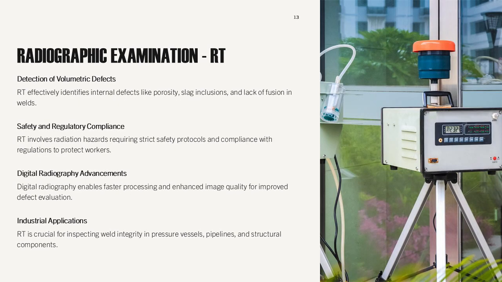Radiographic examination or RT uses X-rays or gamma rays to produce images of the internal structure of a component. It is highly effective for detecting volumetric defects such as porosity, slag inclusions, and lack of fusion in welds. API 577 specifies requirements for film quality, exposure techniques, and interpretation of radiographs.